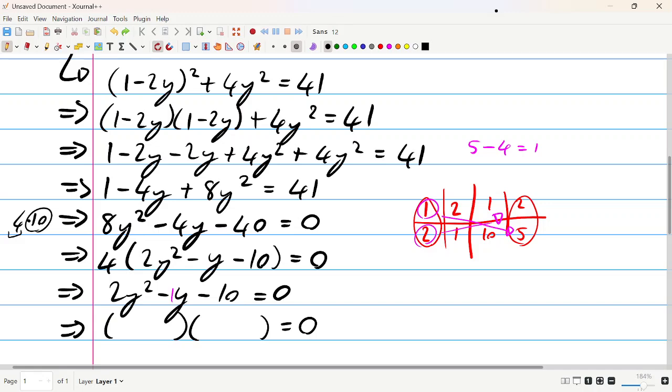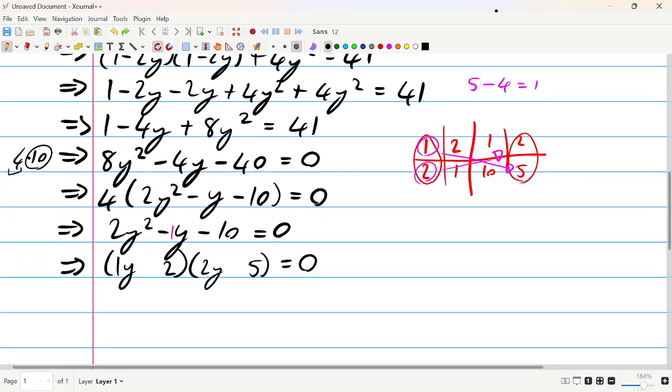So 1 on the left hand side and 2 on the right hand side. So it's 1, y, and then we're going to have 2. And then the bottom is going to be 2y, and then it's going to be 5 on the right hand side for here. And then in order to get our sign, we need to figure out how to get negative 1y.